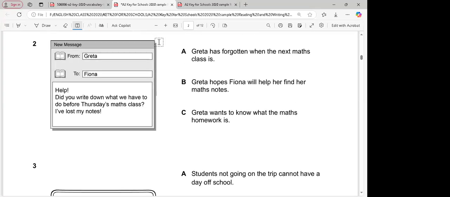I'm moving to the second one. Okay. Again, Inaya, I hope you're done with the first one, right? You have the paper in the group as well. Second one, from Greta to Fiona.